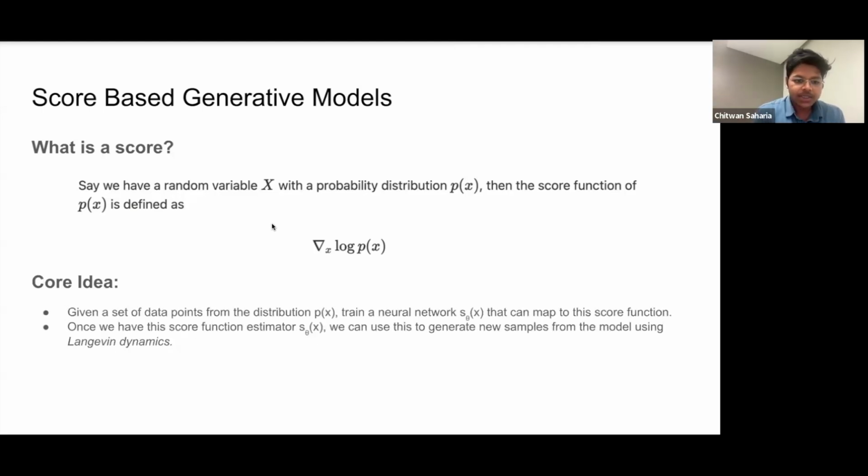The core idea of score models is that given a set of data points from the distribution P of X, so let's say given images from this distribution of images, we train a neural network to learn the score function. And once we have the score function, we can use this to generate new samples from the model using Langevin dynamics.